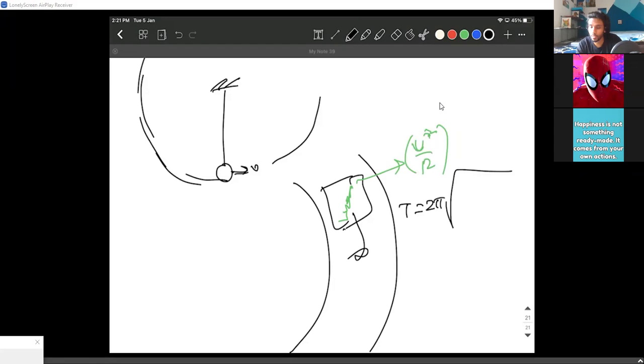Anybody? Sharath, what will it be? So we'll have to take the resultant. Exactly, root over g square plus (v square by r) whole square. So this is how you find the time period of a simple pendulum in different cases. There are a lot more cases for sure. I'm just not discussing them.